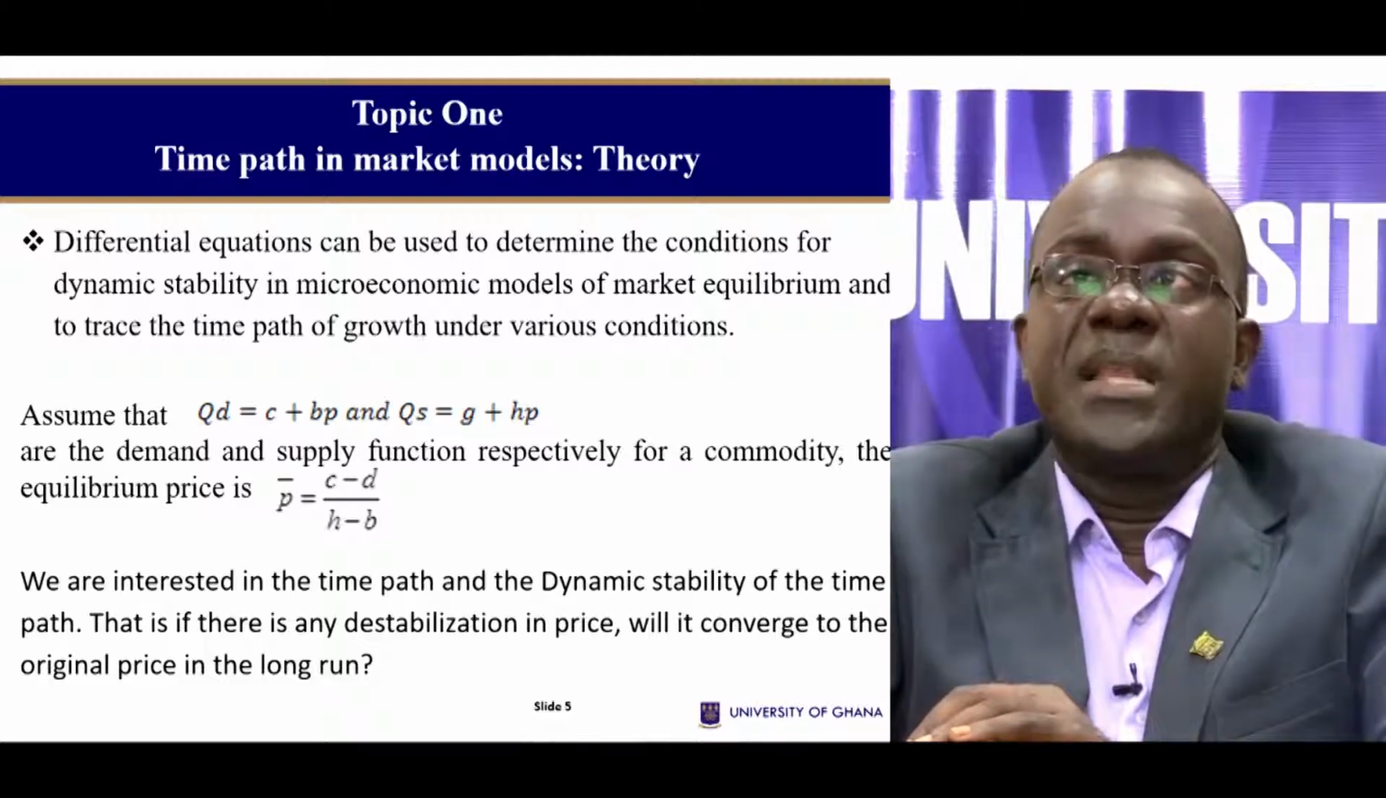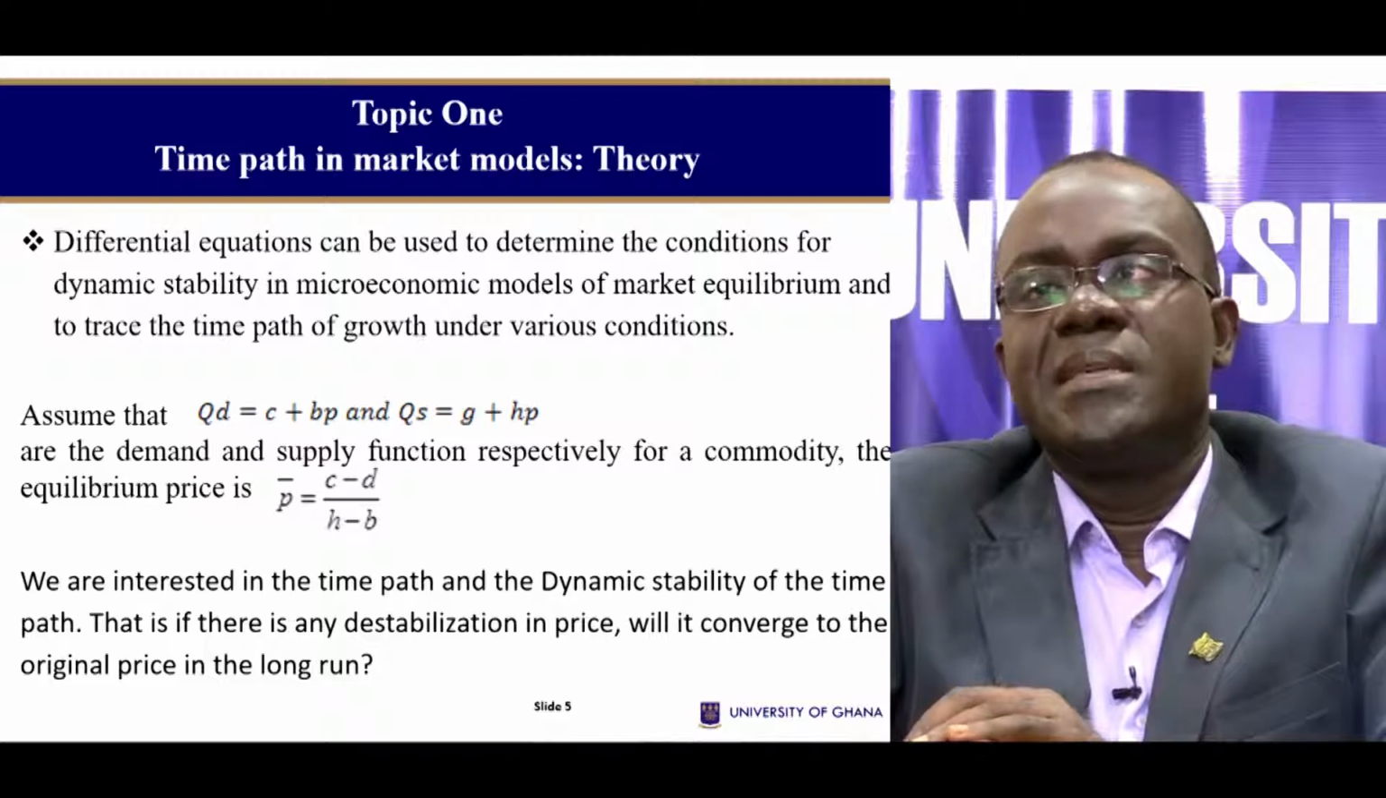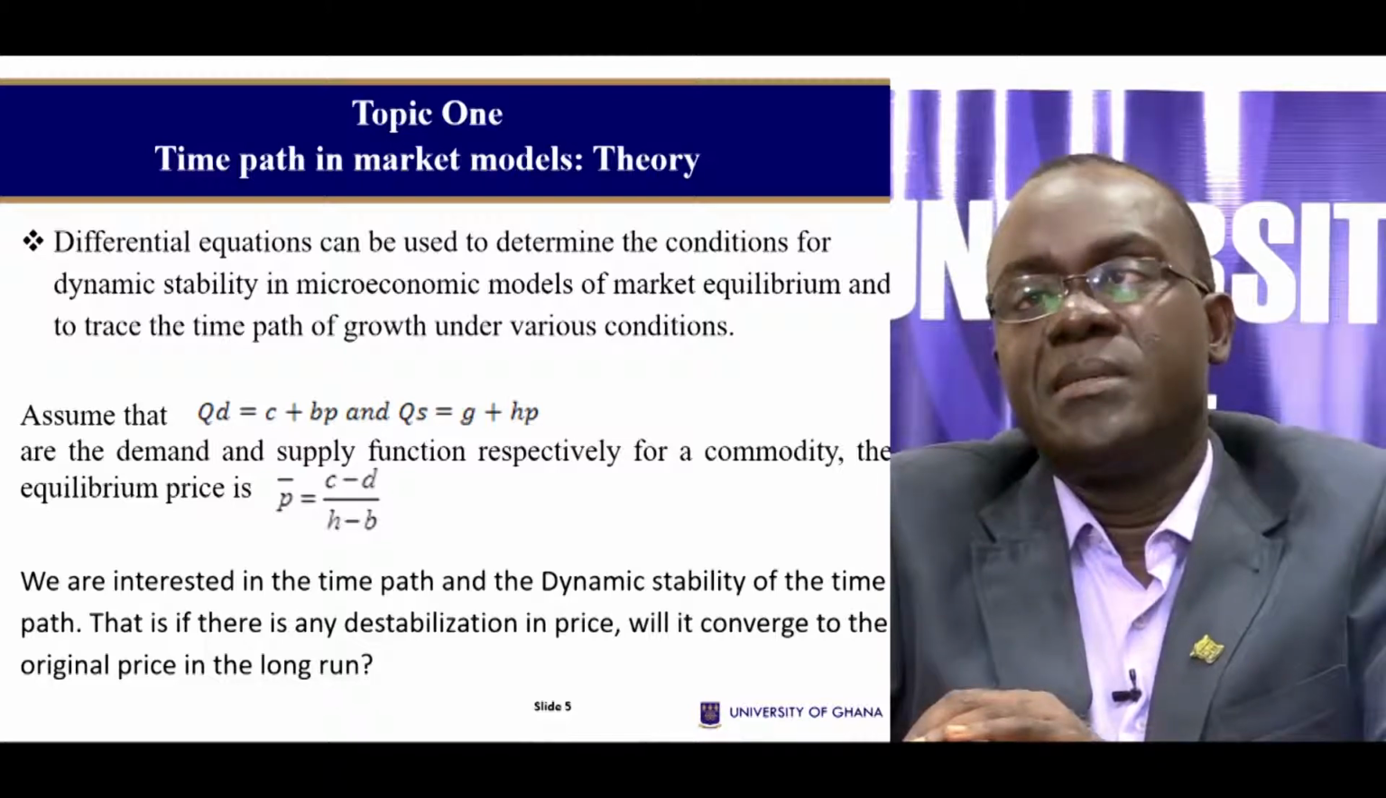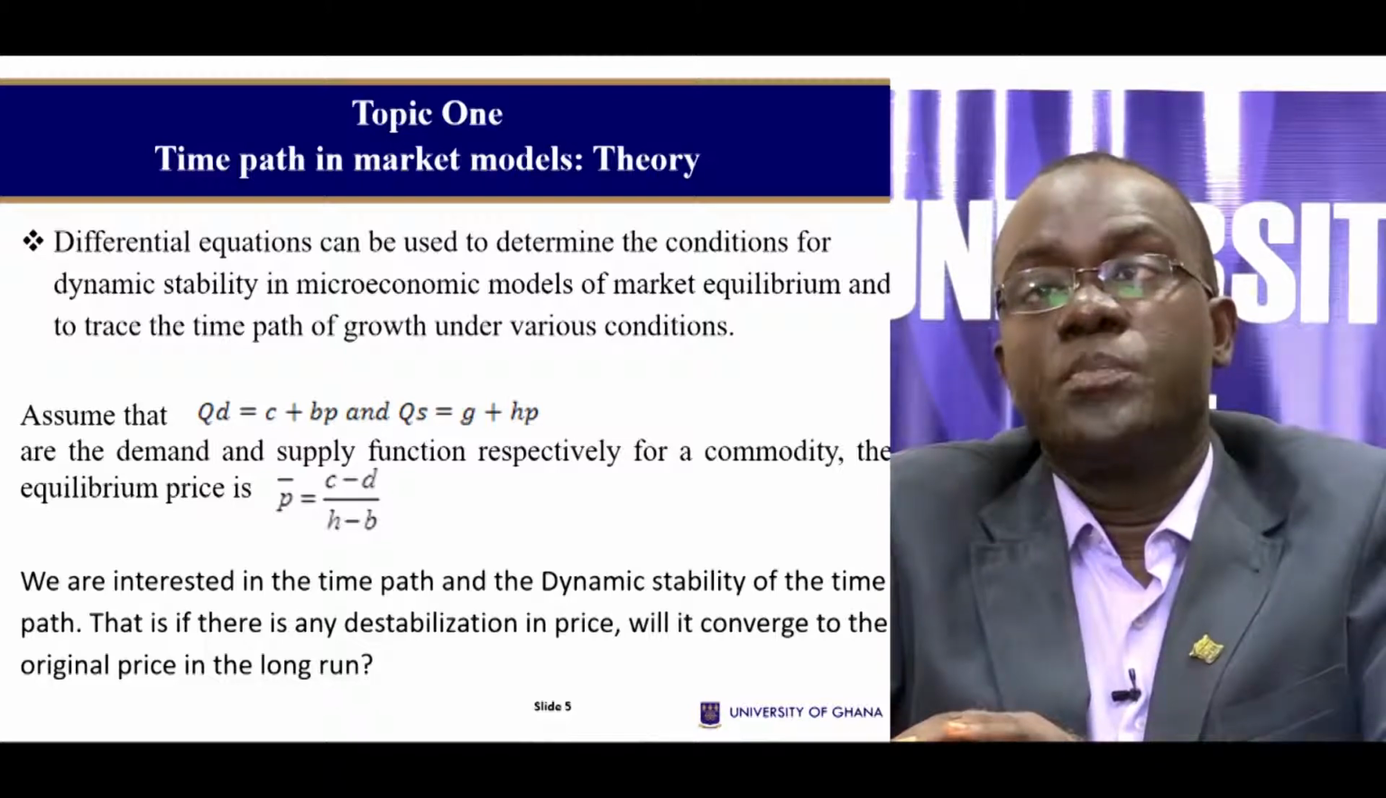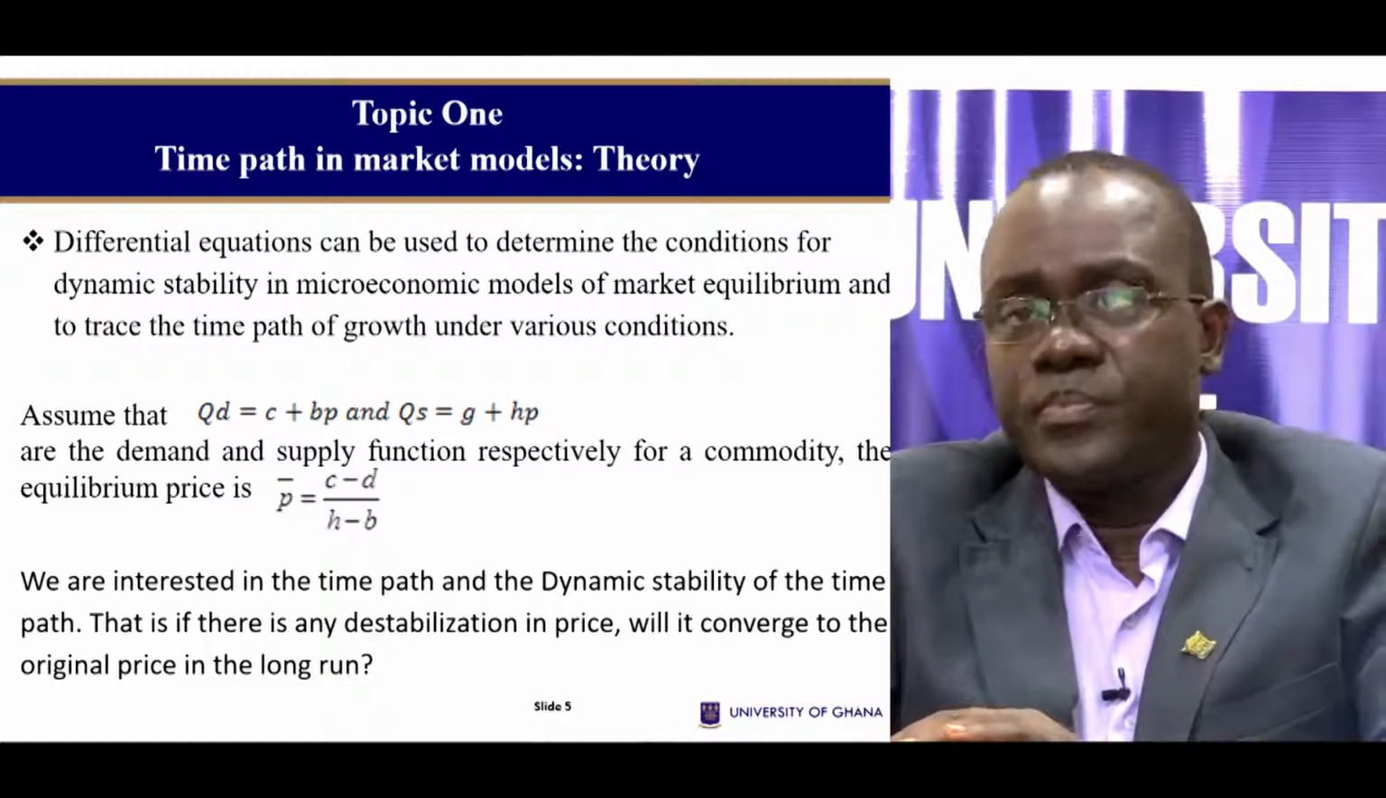To be more specific, let's assume that we have this to be the demand, and there's the supply of a commodity. At equilibrium, it is not difficult to prove that the price is what you have over here. That is, if you equate demand to supply and then find P, you are going to get something over here.